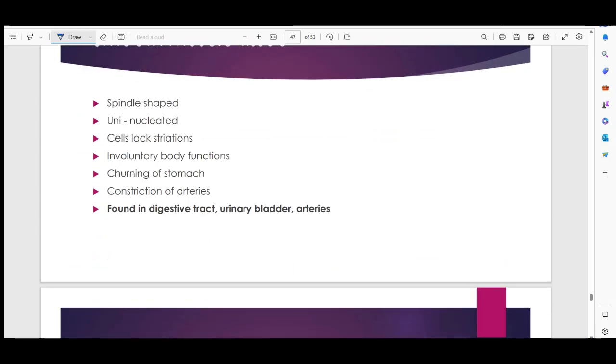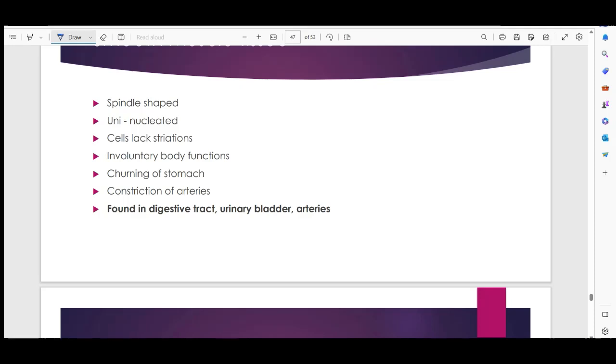When we talk about the structure, we usually talk about their cell shape and whether they have a nucleus: one nucleus, no nuclei or many nuclei. That is another feature. The next thing is having striations or sarcomeres. A sarcomere is a contractile unit present in some types of muscle tissues.